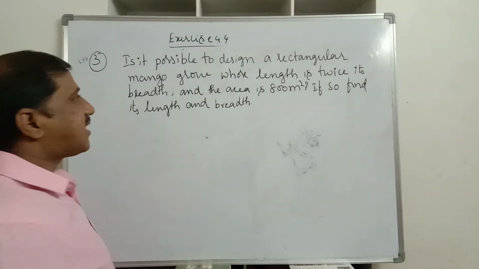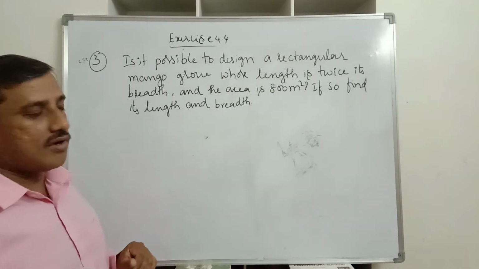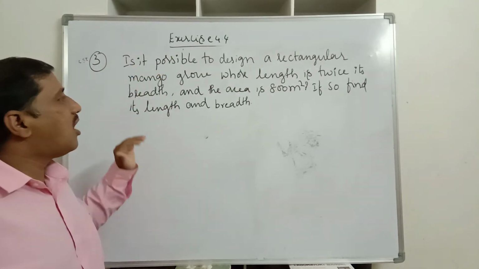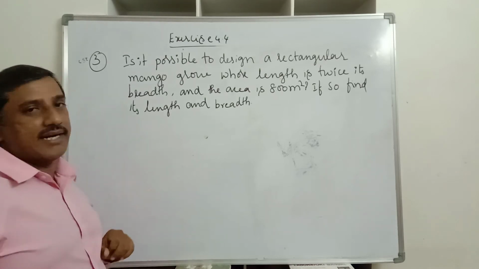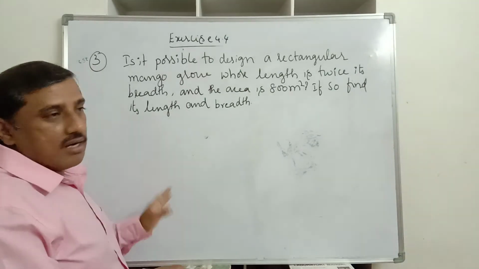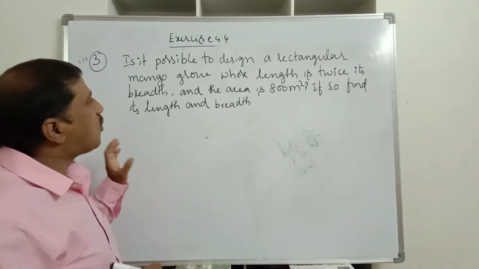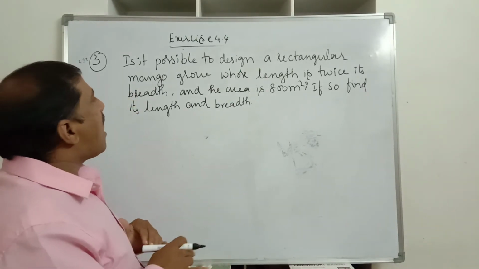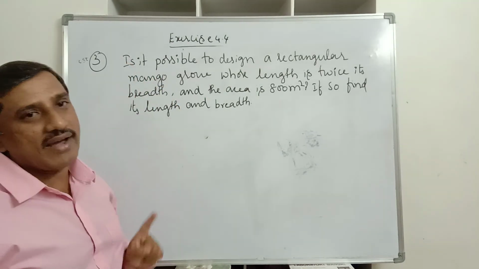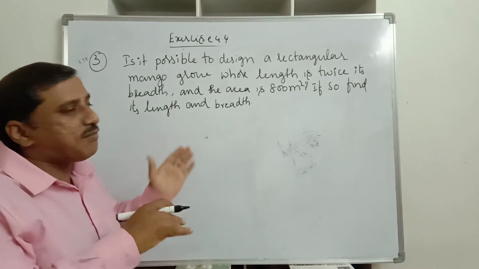Now we will discuss exercise number 4.4, the third question, that is applications of nature of roots. Is it possible to design a rectangular mango grove whose length is twice its breadth and the area is 800 meters square? If it is possible, find its length and breadth. So a rectangular mango grove is given. How can you say whether it is possible or not?